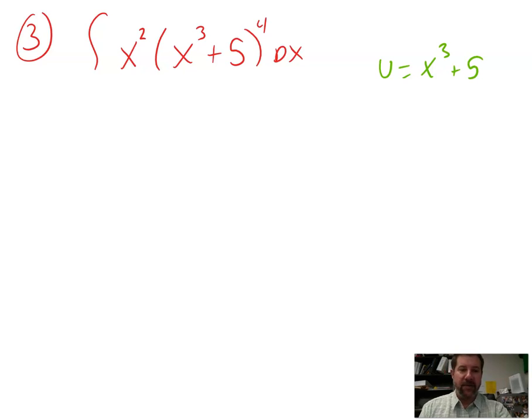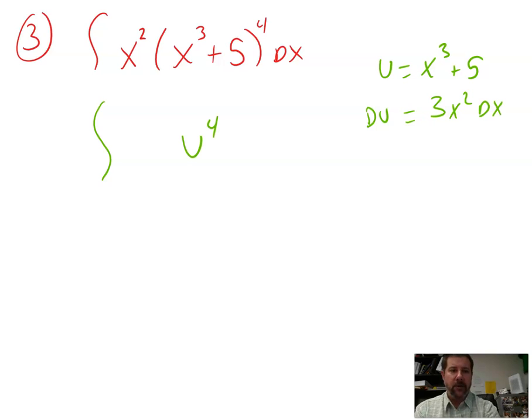And then I need to take the derivative of this. So the derivative with respect to u equals 3x squared dx. Now here's where we're getting a little bit crazier. When I go to substitute in here, in the integral, I've got my u to the 4th, that part right there, right? But trying to substitute this part in here, I've got an x squared dx. I've got this piece right here, the x squared dx, but I don't have that 3, okay? So that is causing me a bit of an issue.